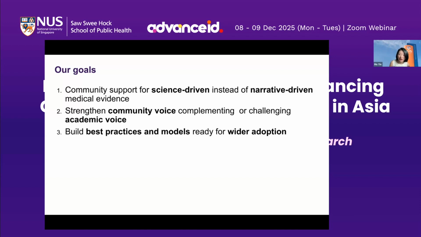And secondly, we can translate their understanding for science into a resounding voice, so that science is not just driven by academics, but also the community. And also through the projects that we have, we want to build the best practices and models that's ready for wider adoption. And for that, we really need political drive behind us as well, and also for other investigators and of course the community who's joined us today to do this together with us.